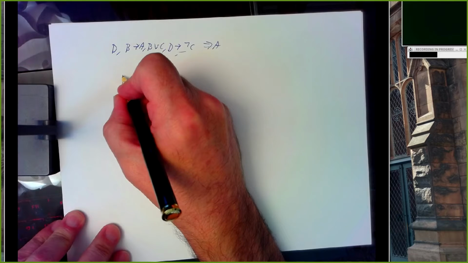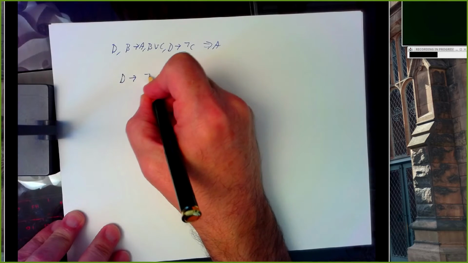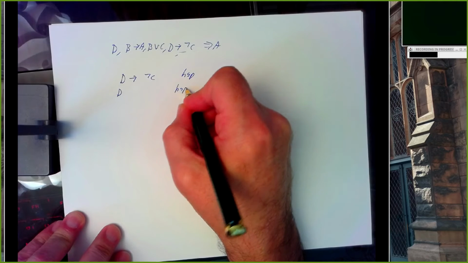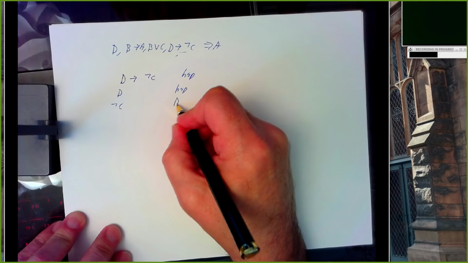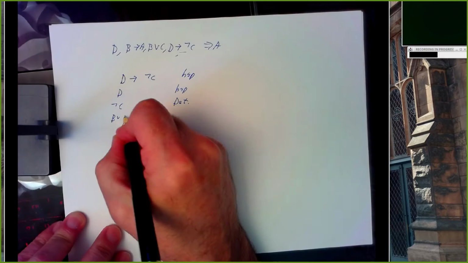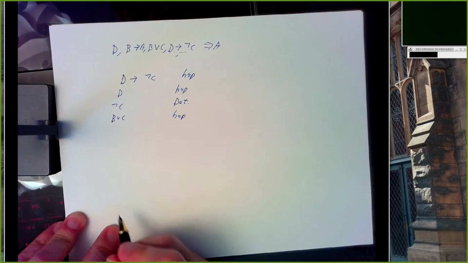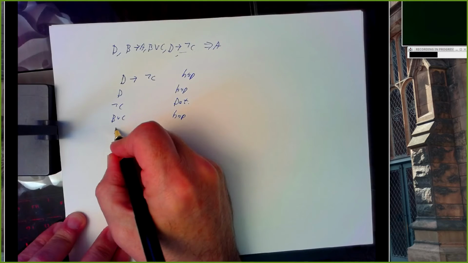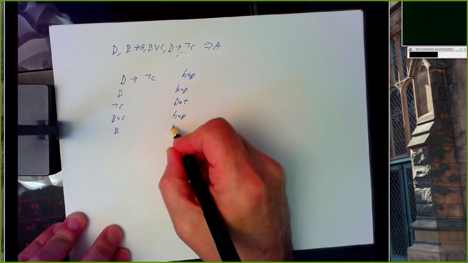So I could start off with, you know, D implies not C. That's a hypothesis. D is a hypothesis, and so I get not C. That's detachment. And I know B or C. That's a hypothesis. And good old disjunctive simplification. B or C has to be true. C is false. Therefore, B has to be true.